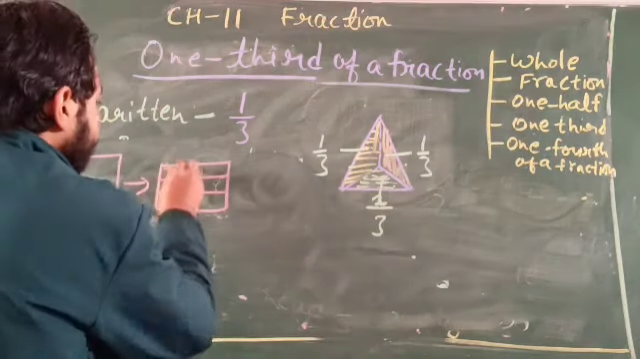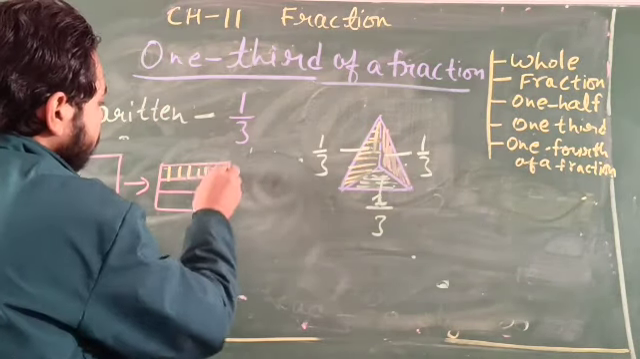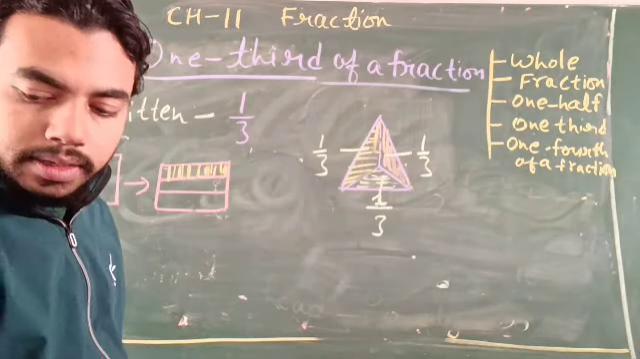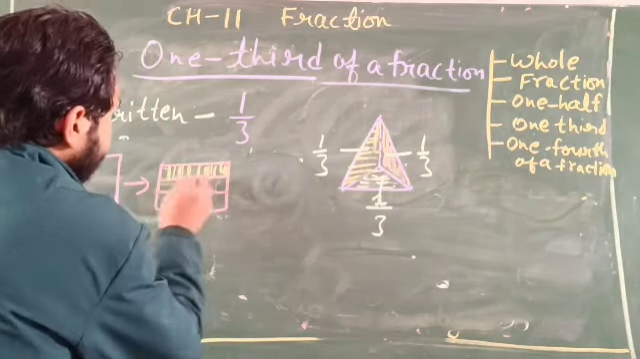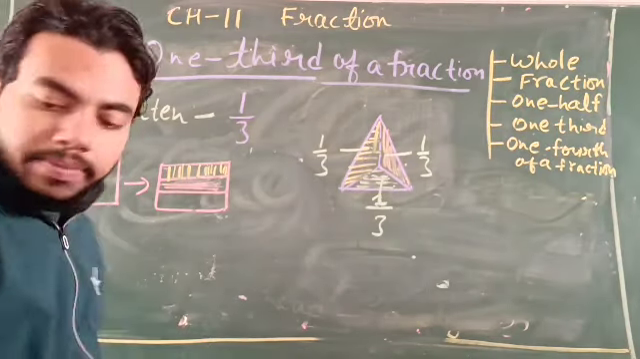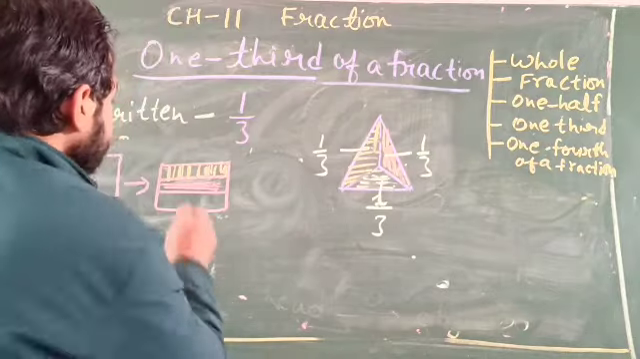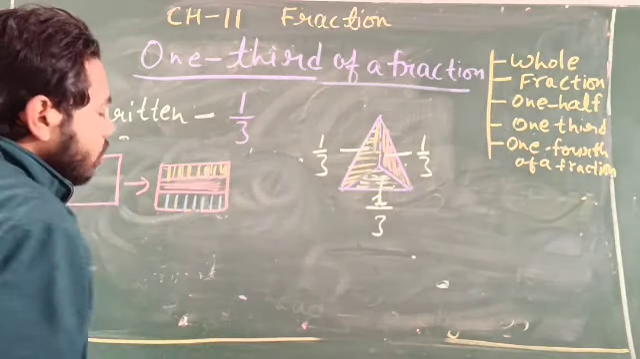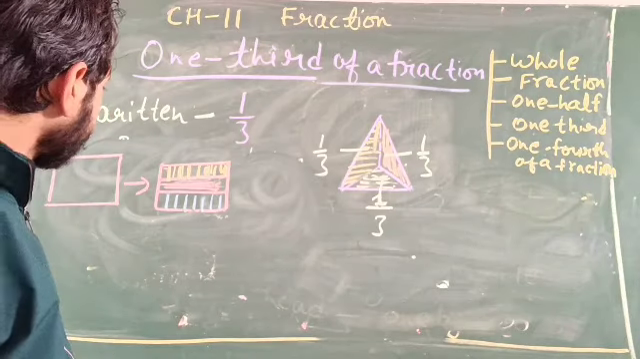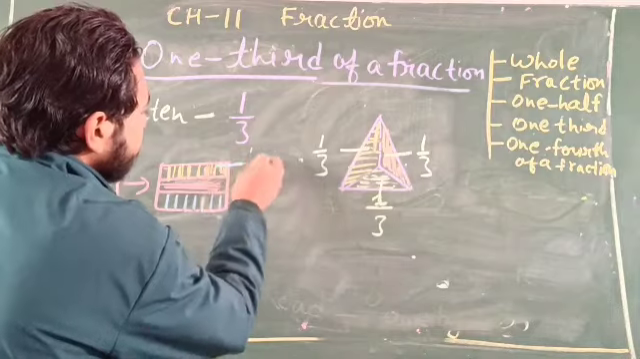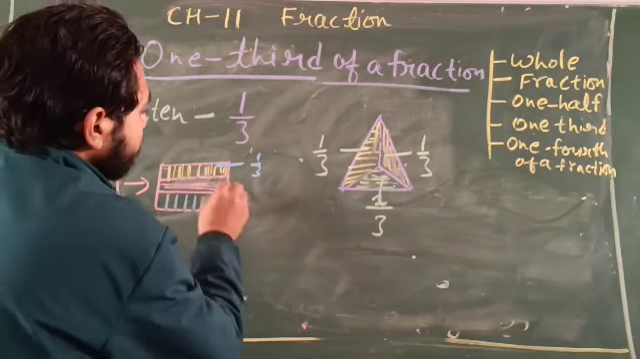That is the first part, and that one is the second part. And that is our third part. So each part is representing 1 third. This part is 1 third.